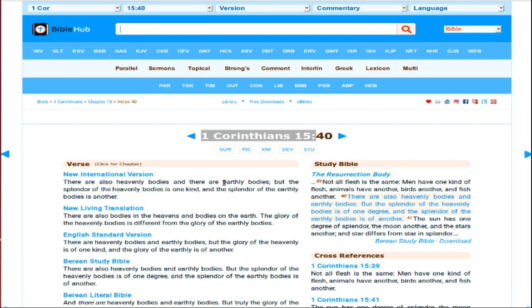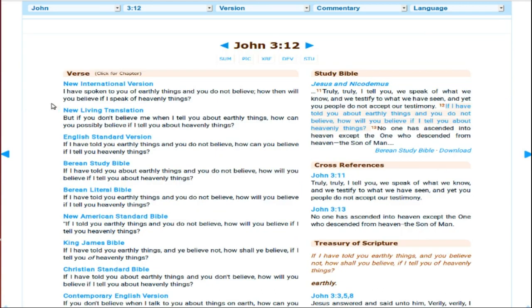So if some of the scripture is describing earthly bodies, it's going to have some sort of, what I think Einstein tried to zero in on, a universal application, something that would explain what's going on in the universe. And so that the earthly bodies, it says, but the splendor of the heavenly bodies is one kind, and the splendor of the earthly bodies is another. And here it says, I have spoken to you of earthly things, and you do not believe. How then will you believe if I speak of heavenly things?